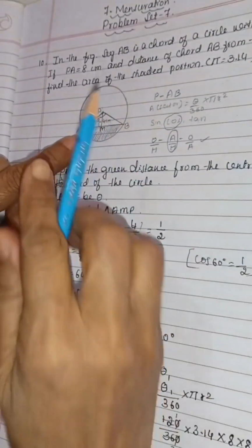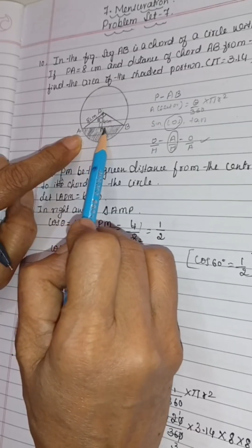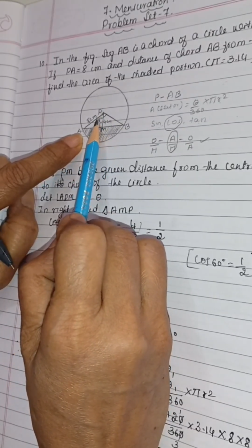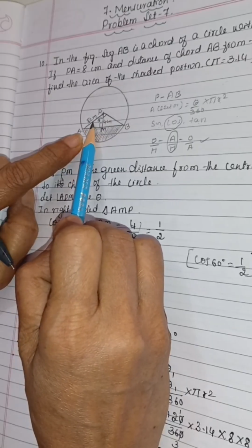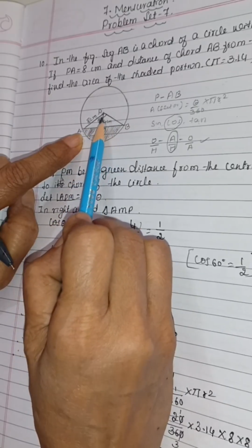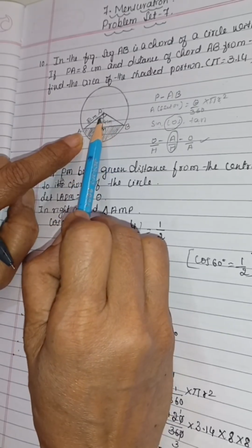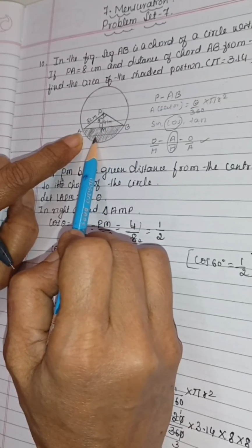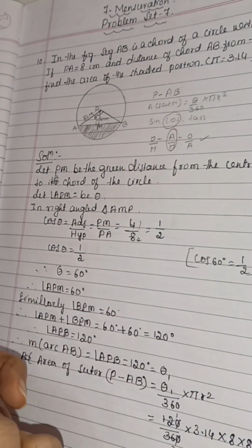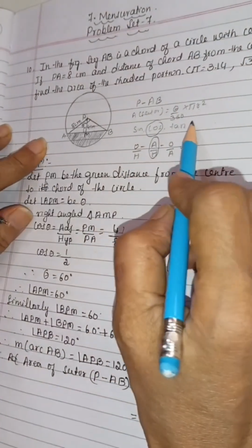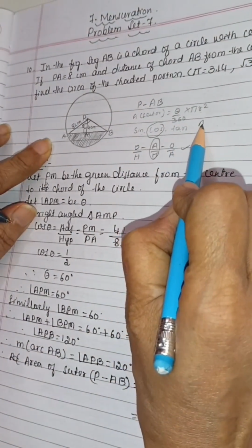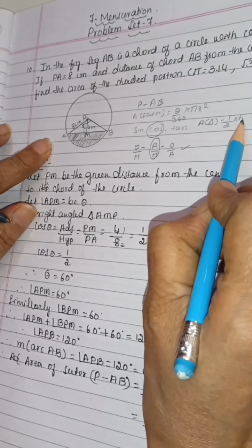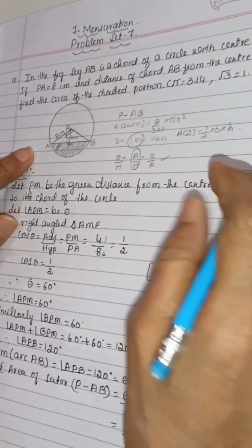We have to find out the area of the shaded portion only. We know the area of the sector, but now we have to find out the area of this triangle. The area of the sector minus the area of this triangle gives the area of the shaded portion. What is the formula for the area of a triangle? Area of a triangle is half multiplied by base multiplied by height. That we know, this is a simple one.